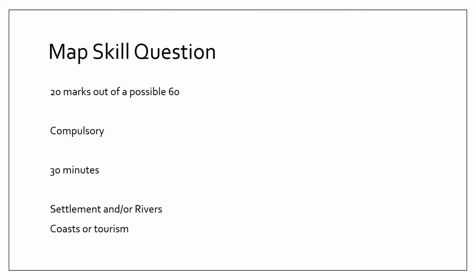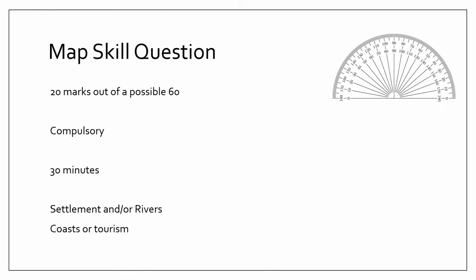So just to recap the map skills question, it is worth 20 marks out of a possible 60. It is compulsory and you should spend about 30 minutes doing it. They typically are based on a mixture of either sediment or rivers, but can be a mixture of the two, but they can sometimes throw in a little bit of coasts or tourism as well.